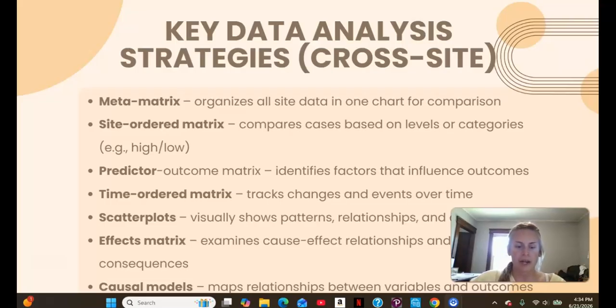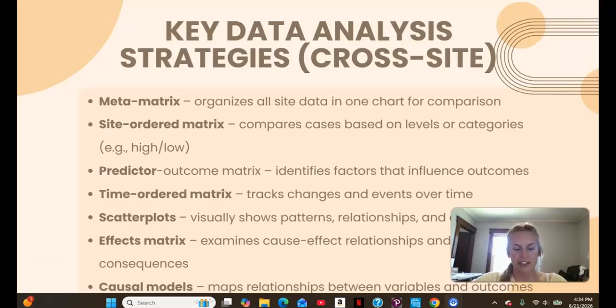There's also a predictor outcome matrix, which helps the researcher look at what factors might be influencing certain outcomes in each case. A time-ordered matrix is used when timing matters, so it shows how different events happen over time and how those changes might connect to the results. Scatter plots are another tool, and those are more visual. So they help show patterns, relationships, or clusters between different variables or themes.